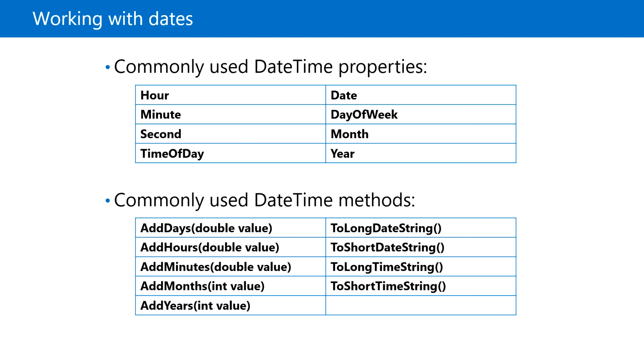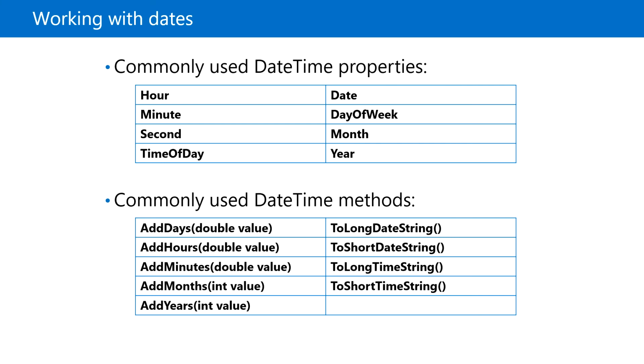The property hour returns the hour of the time in the 24 hours format, and the minute property returns the minute of the time, and second returns the seconds of the time. TimeOfDay returns the detailed information about the time of day including the hours, minutes and seconds. And date returns only the date and not the time.